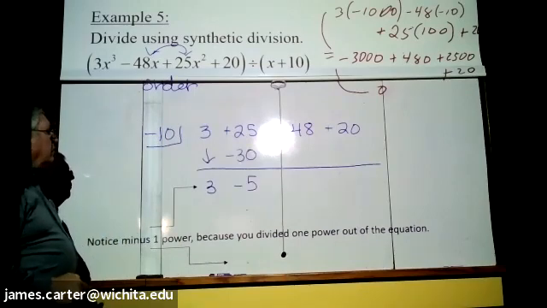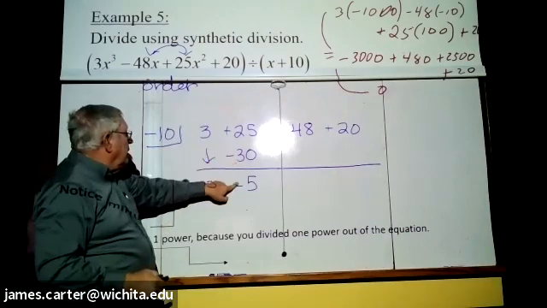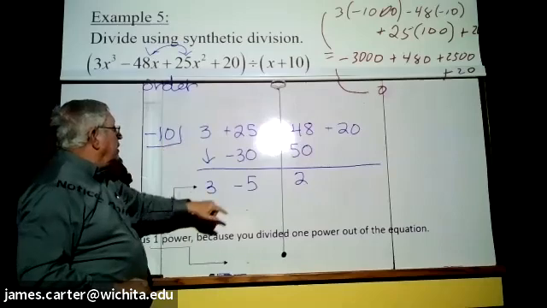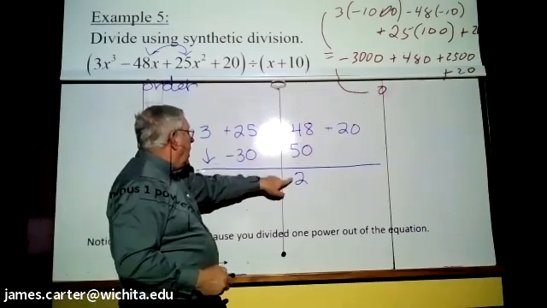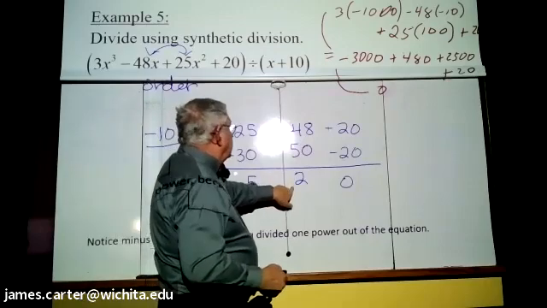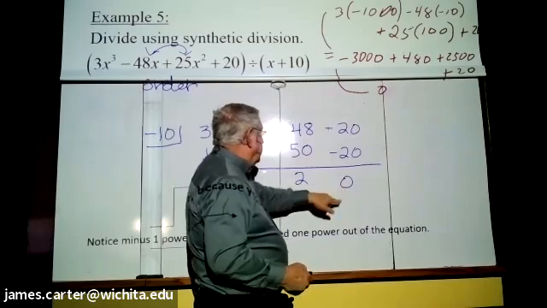Okay, I bring down the 3. Negative 10 times 3 is negative 30. Add, and I get negative 5. Times negative 10 is positive 50. I add, and I get positive 2. Negative 10 times 2 is negative 20. And now I get 0.